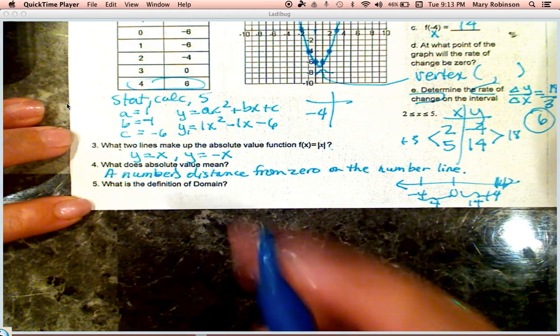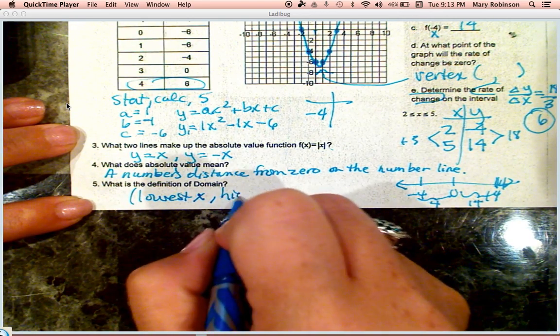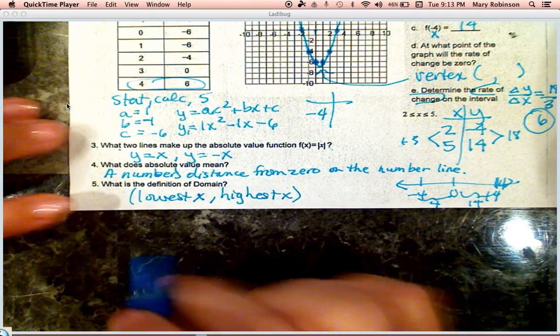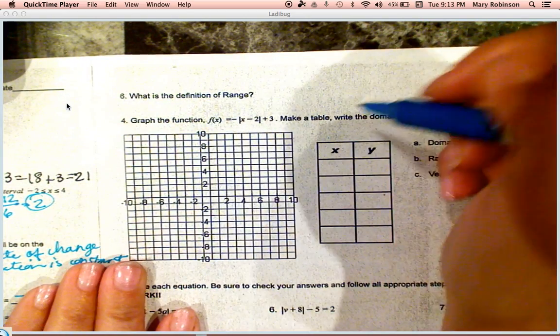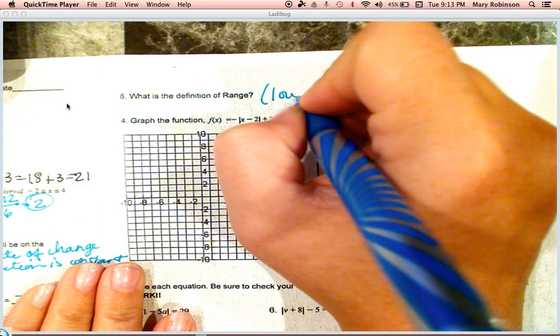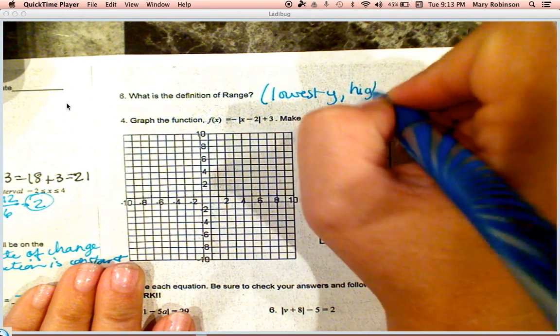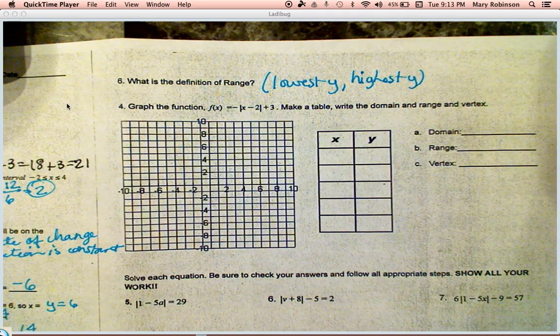What is the definition of domain? In the most simplest terms, it's your lowest x on the graph to your highest x. And that's going to be satisfactory for an answer. For number 6, you're asked what's the definition of range? Well, similar to domain, except it's all your y values that exist on your function. So let's just put up here that it's your lowest y to your highest y. And that concludes 2 through 6. I'll be working out problems 4 through 10 in a separate video.